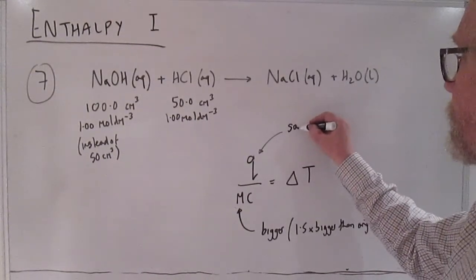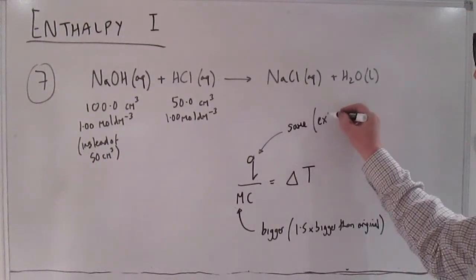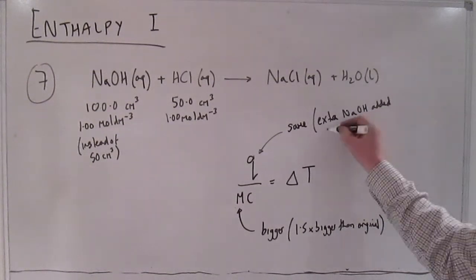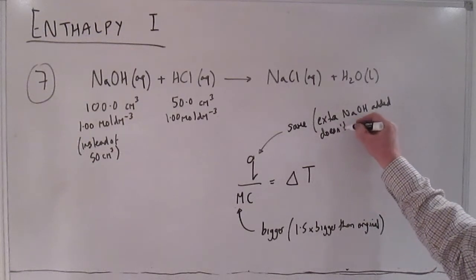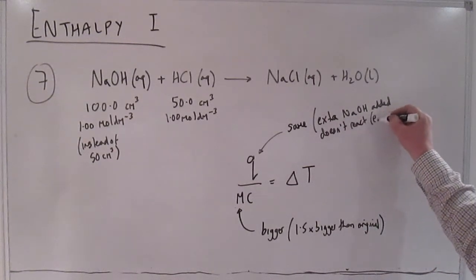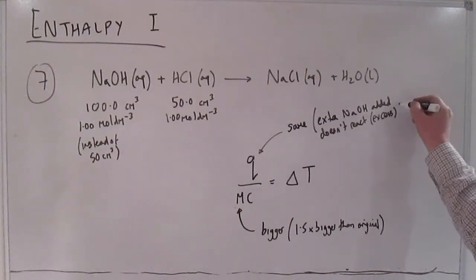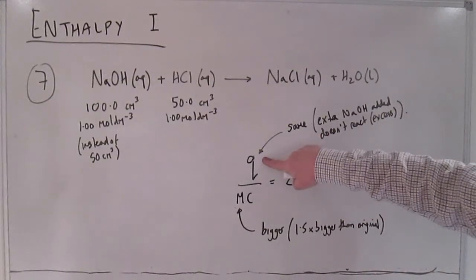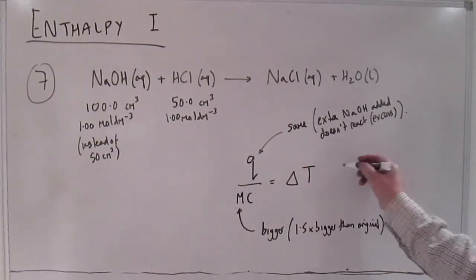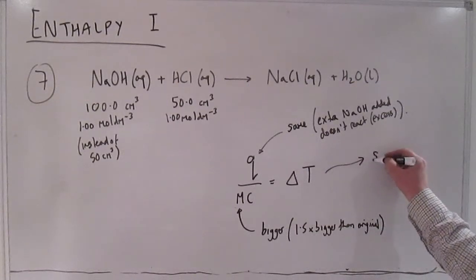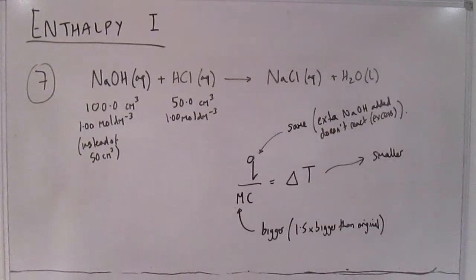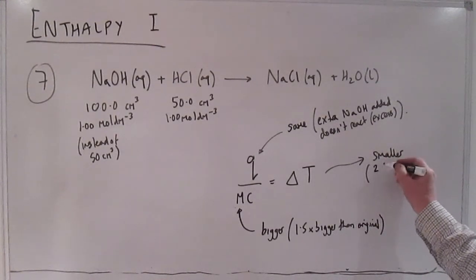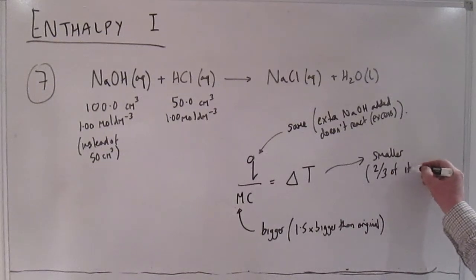So Q will be the same because the extra NaOH added doesn't react because it's all excess. Okay, so putting those two things together, you can see that we've now got the same top line, but we've got a bigger bottom line, and that means that delta T will be smaller. And again, we can predict quantitatively that it should be about 2/3 of its original value.